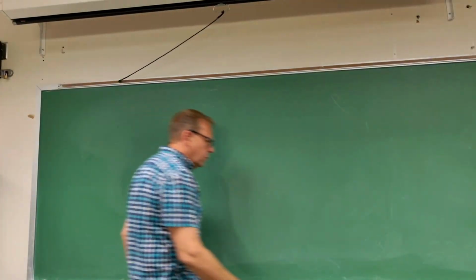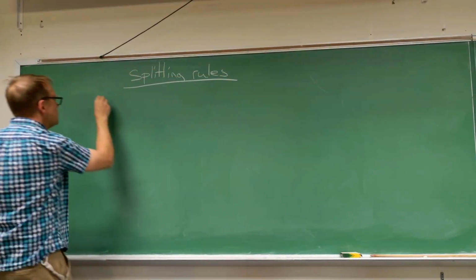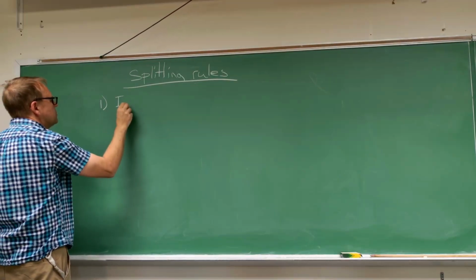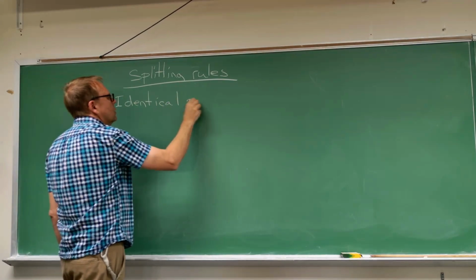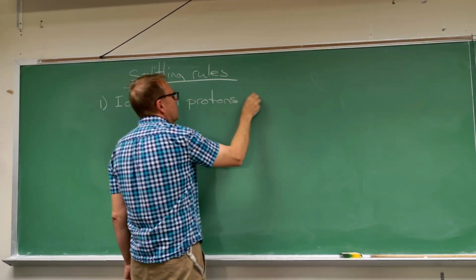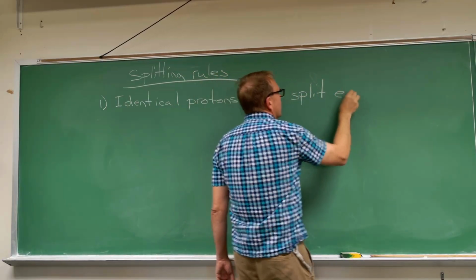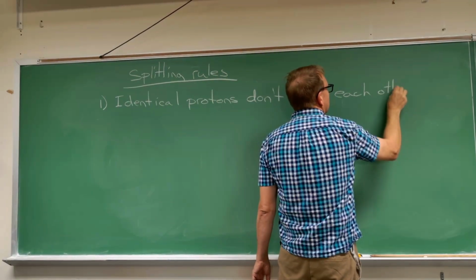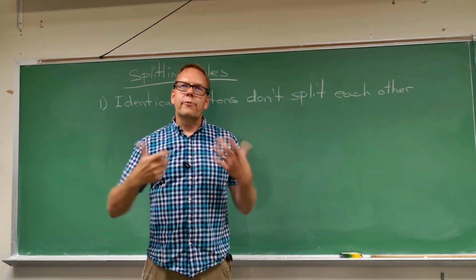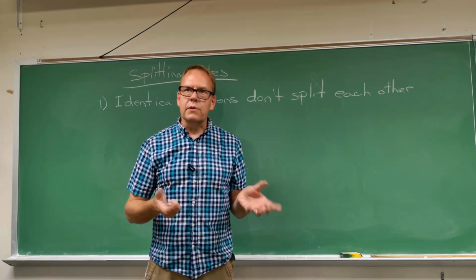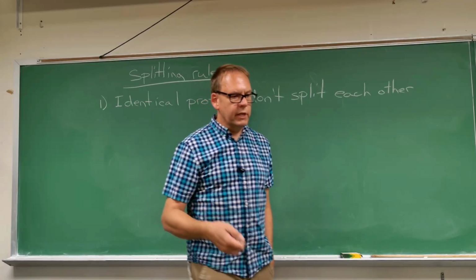So, some rules for splitting. These are good things to think about. First rule of splitting is that identical protons don't split each other. So if you have a CH3, there are 3 protons there, but they're all the same type, so they don't split each other. Only unique protons function as neighbors for purposes of splitting.